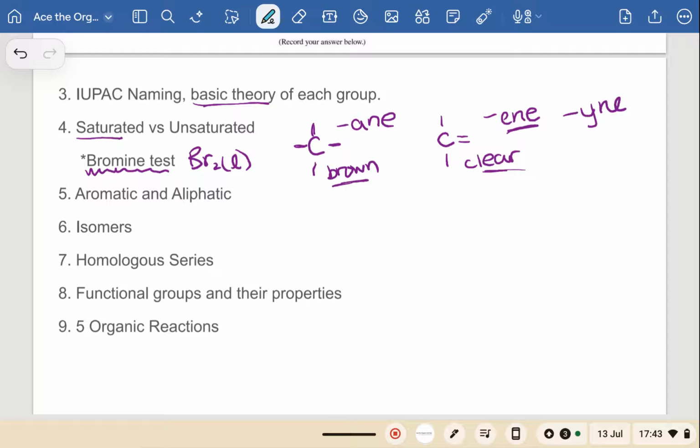Know the difference between aromatic and aliphatic. If you're aromatic, you must have a benzene ring. If you don't have a benzene ring, you're just aliphatic. So you can be cyclic and not aromatic. To be aromatic, you must have benzene.